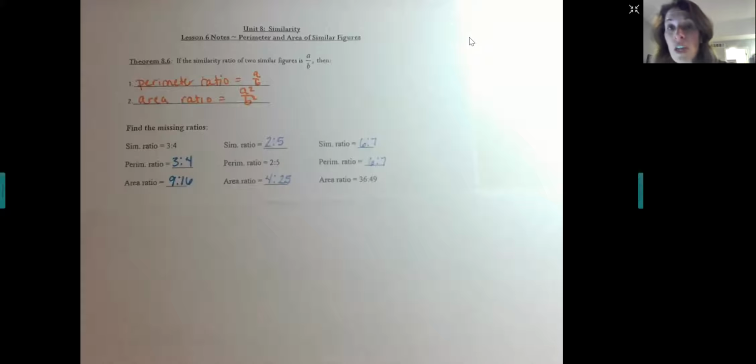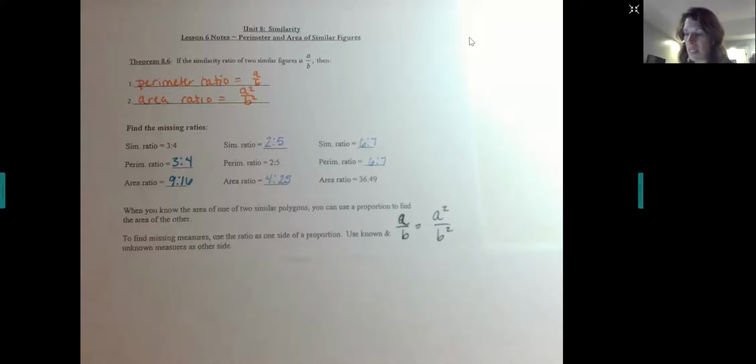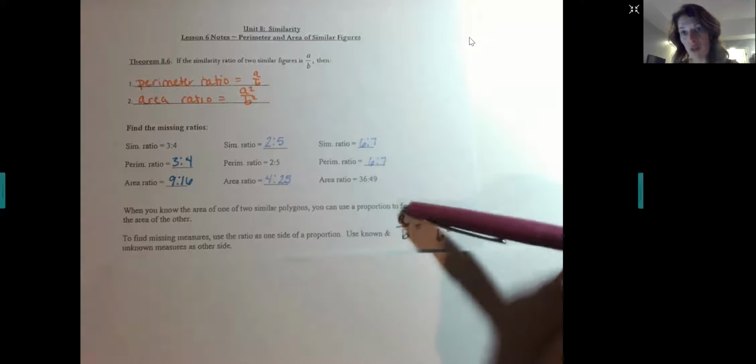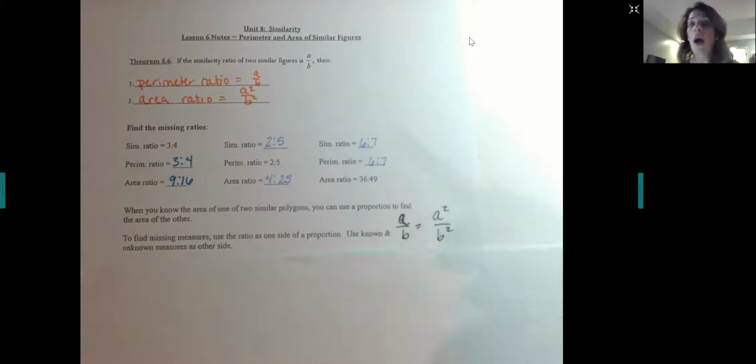Okay, so now you're going to check your answers against mine, noticing that our similarity ratio is the same as our perimeter ratio, and our area ratio is the perimeter squared. So the next thing we're going to look at is it says if we know the area of 1 of 2 similar polygons, then we can use a proportion to find the other area. And we're going to find the missing measures. So remember that we can either use our perimeter ratio or our similarity ratio or our area ratio. So that's what we're going to look at.